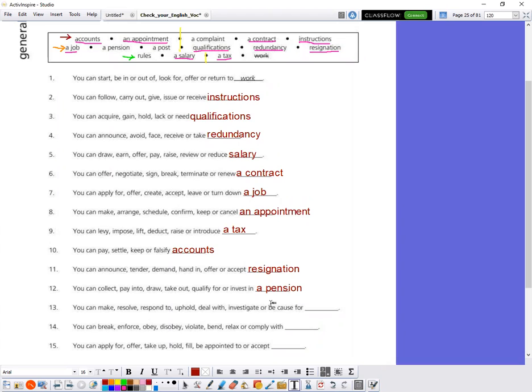Number 13, you can make, resolve, respond to, uphold, deal with, investigate, or be cause for. Rules? No, the first line, not the last line. A complaint. Yes, a complaint.